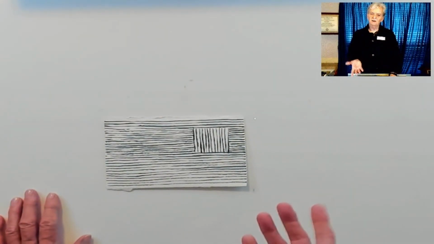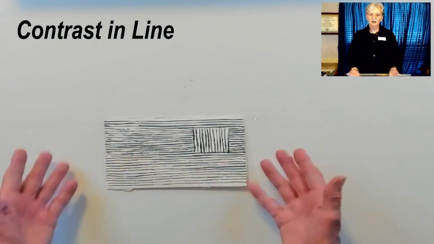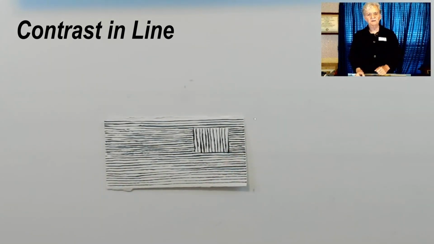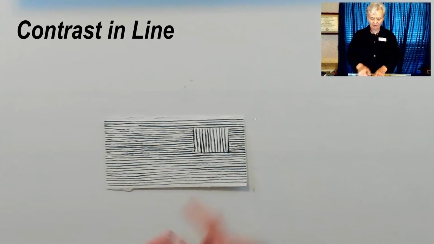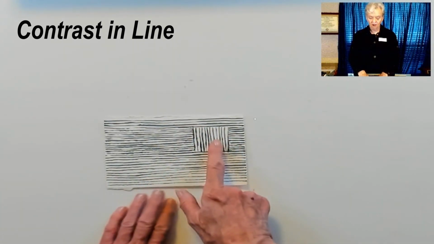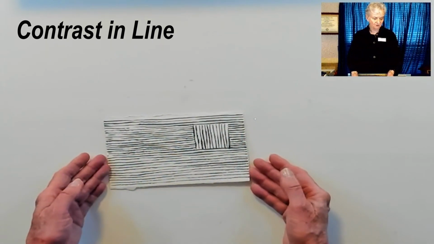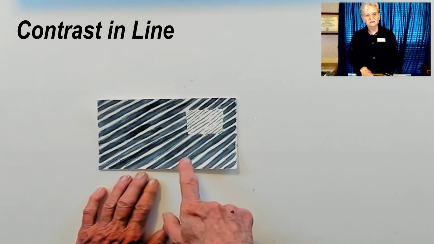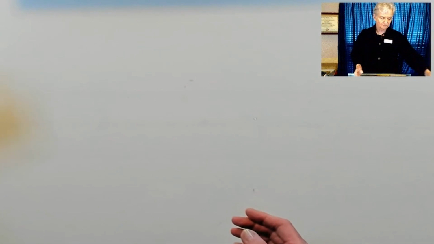So let's talk about contrast when we're dealing with line. In this case, the lines are pretty much the same width, the same kind of application, but changing direction in the line makes this square be in contrast to the rest of the field. And in this case, making the lines thicker and thinner makes there be a contrast.